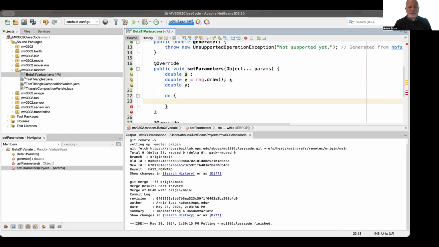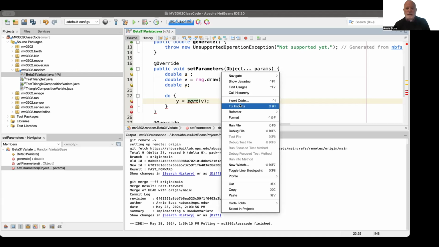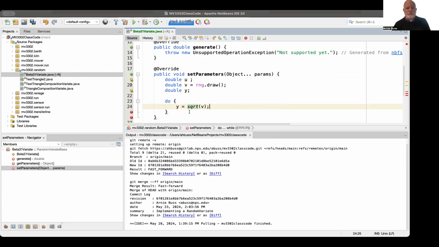Okay, so I'm going to say y is equal to the square root of what did I say? V. And I'm going to do all that while u is bigger than y. And then return y.